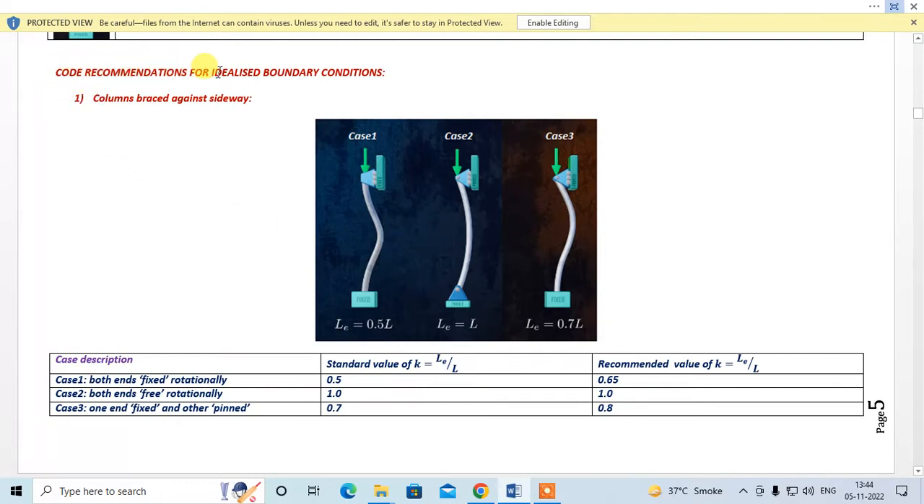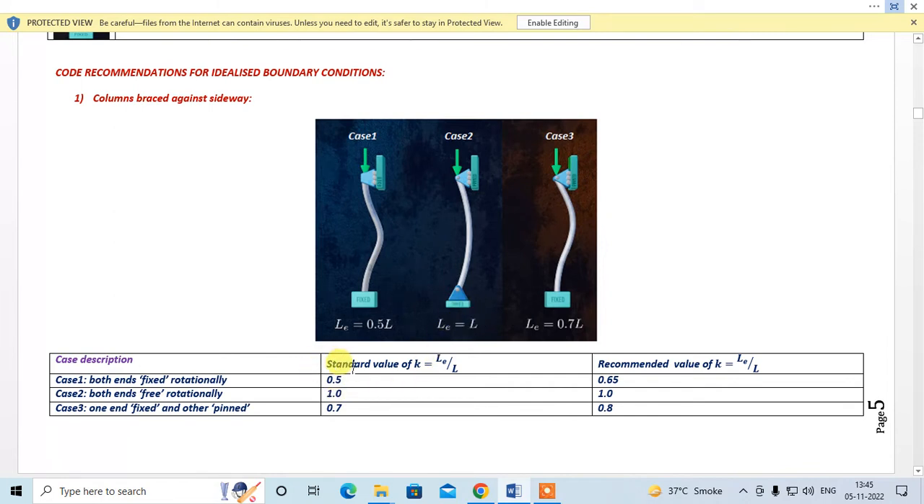Code recommendation for idealized boundary conditions. First, column braced against side sway. First case: both ends fixed rotationally. In that case, your effective length will be equal to 0.5 times the unsupported length L. Both ends free rotationally. It is free in rotation. In this case, your effective length is to be taken as equal to the unsupported length, right?